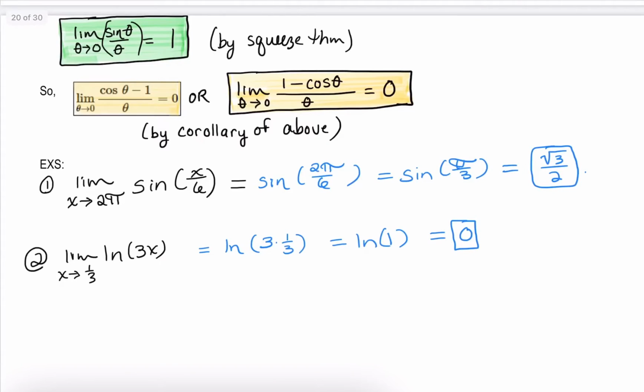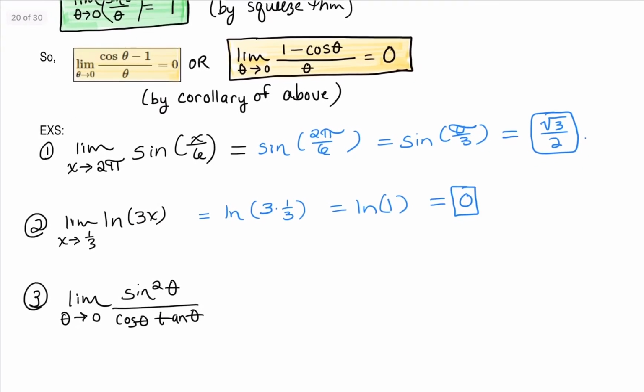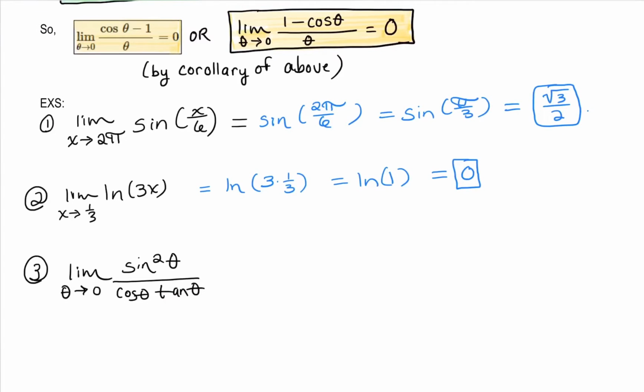All right, so let's continue. Example number 3. Suppose we're looking at the limit as theta goes to 0 of sine squared theta over cosine theta tangent theta. Initially, I should think, well, let's just try direct substitution. However, in this case, sine of 0 is 0, and 0 squared is 0. Cosine of 0 is 1, but tangent of 0 is 0. So we have 0 over 0, which we know is an indeterminate form.